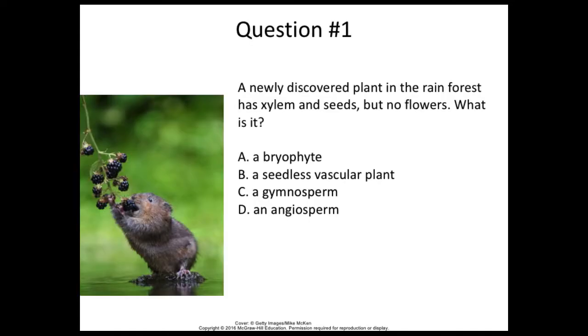All right, here's your first question. A newly discovered plant in the rainforest has both xylem and seeds but no flowers. What is it? A bryophyte, a seedless vascular plant, a gymnosperm, or an angiosperm? Please pause the lecture if you don't want to see the answer yet. The answer is gymnosperm, because gymnosperms don't have flowers, but rather they have cones, and the seeds are produced in their cones.